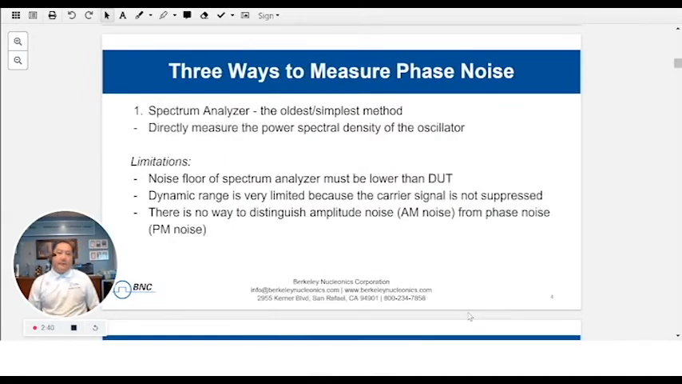There are three ways to measure phase noise. The first is using a spectrum analyzer, which is the oldest and simplest method. Basically, you would get your device, connect it to the spectrum analyzer, and measure the phase noise. But there are some limitations to this method. The main limitation being the noise floor of the spectrum analyzer must be lower than the DUT. Also, there's no way to distinguish AM noise from phase noise, which is also very important. And as you can imagine, the components of today have very, very low phase noise. So using a spectrum analyzer may not be very efficient.